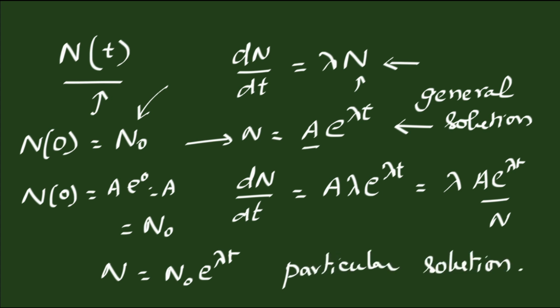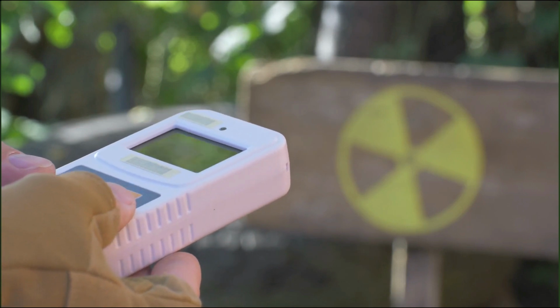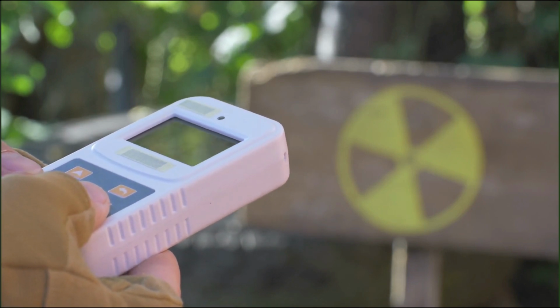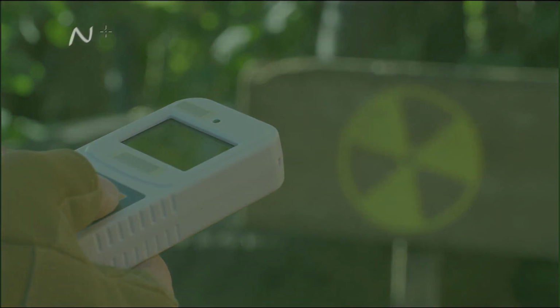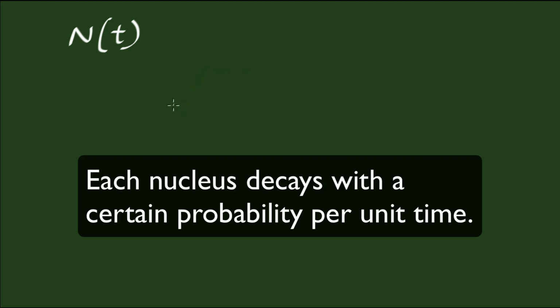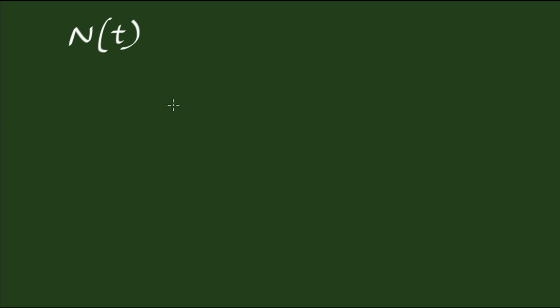Let's try another example. Supposing we have a radioactive sample, a large number of radioactive nuclei. Let's say the number of nuclei we have is N, and as they decay, the number changes, so N becomes a function of time. The difference is, in the case of bacteria, the number of bacteria was increasing, whereas here, the number of radioactive nuclei is diminishing. Now, each radioactive nucleus decays with a certain probability per unit time. And so the number of radioactive nuclei that decay per unit time is proportional to the number that's already there.